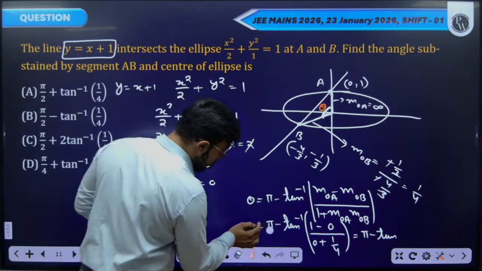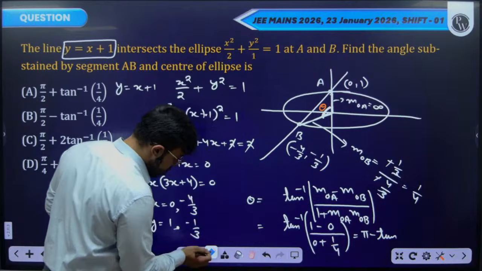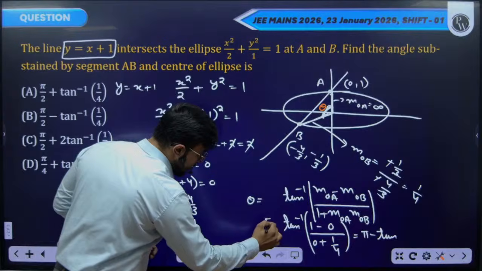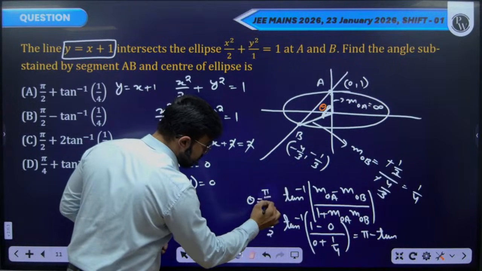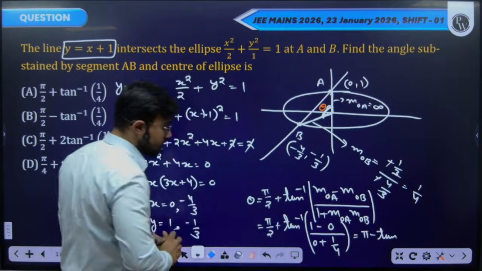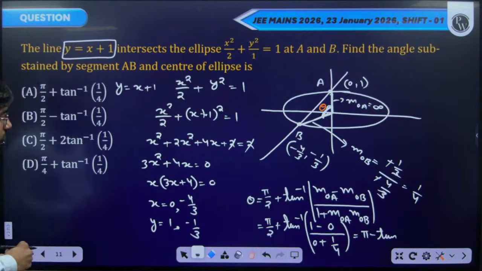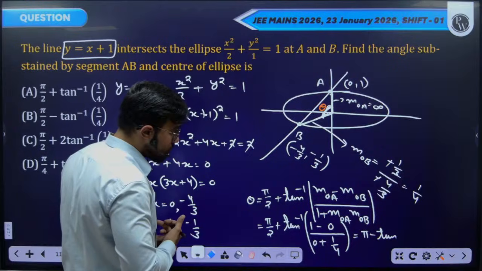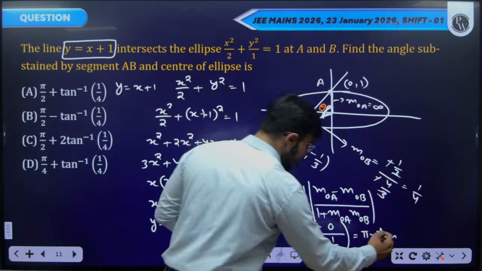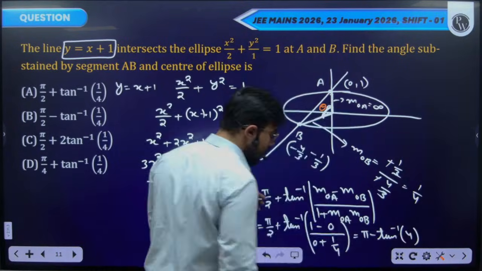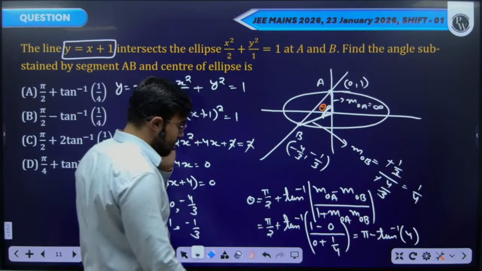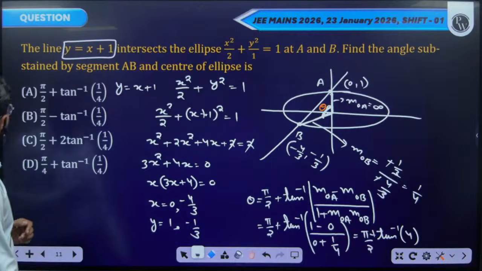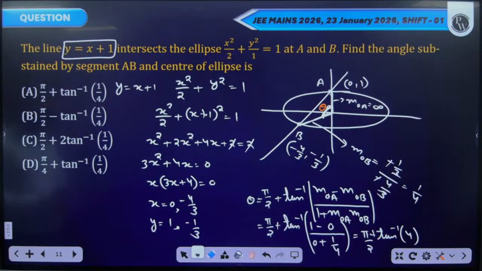Or we can write it like this. This is 90 plus this theta, so we can write pi by 2 plus... now what about this? What we can do? This is tan inverse 4. But our answer is pi by 2. Our options are pi by 2 plus tan inverse 1 by 4.